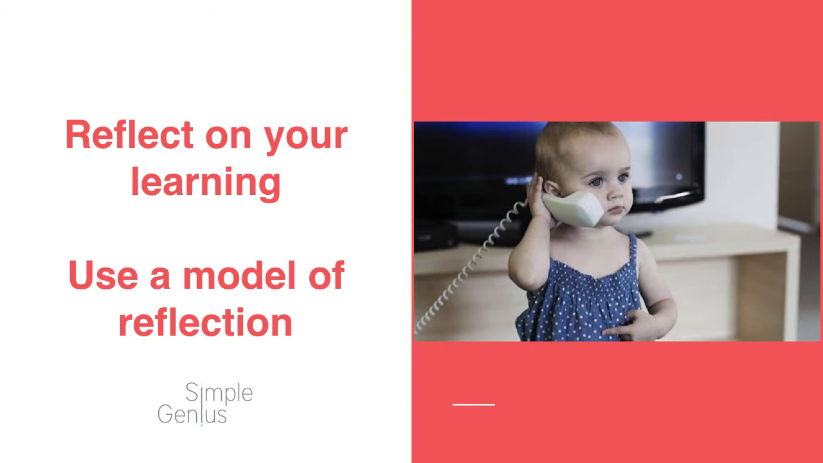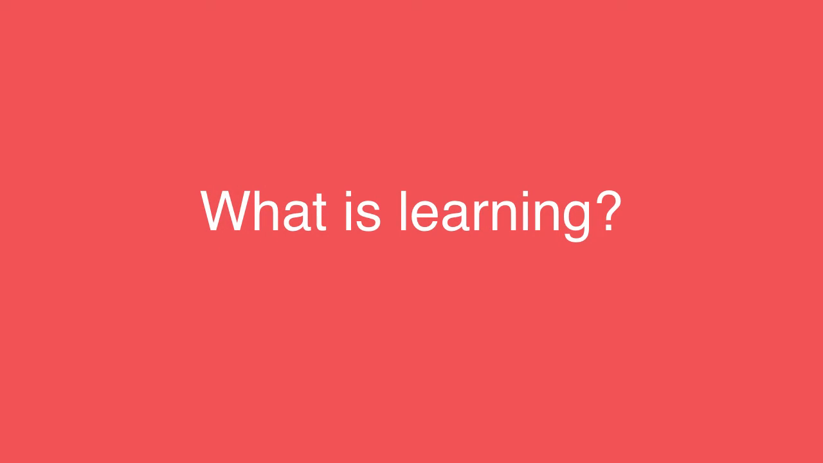So what does that mean? What is a model of reflection? Why do I have to use it? So let's take an example. You can see here a baby, and the question I have for you is, what is learning? So when a baby is learning to speak, what does that mean? What does learning mean?